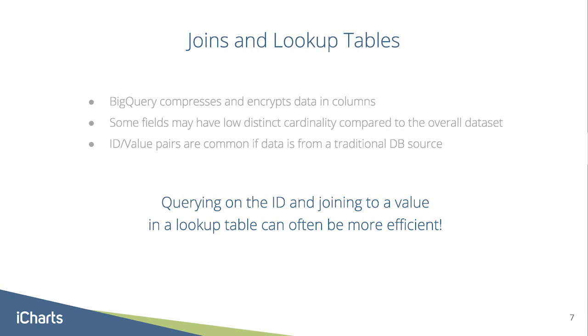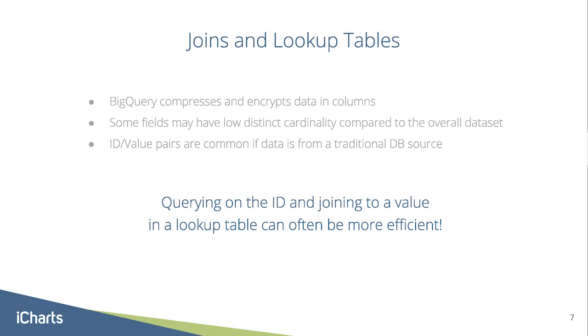All right, so the next piece that we want to look at is how can we take advantage of some joins and some lookup tables. Now, it's pretty well known, BigQuery is a columnar database, but they also compress and encrypt all the data that's in every single column, and they do that separately. That is a big savings for you in terms of the size of the data, and will also help increase the speed of the processing and the amount of bytes that get processed.